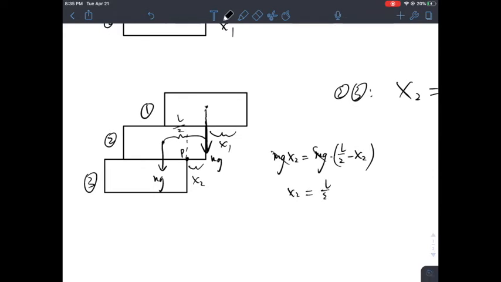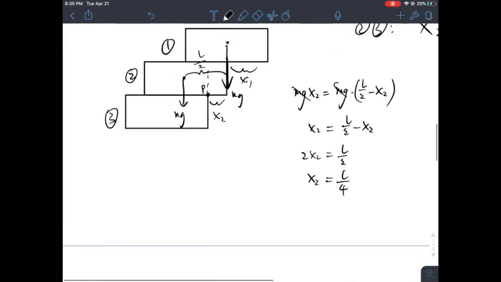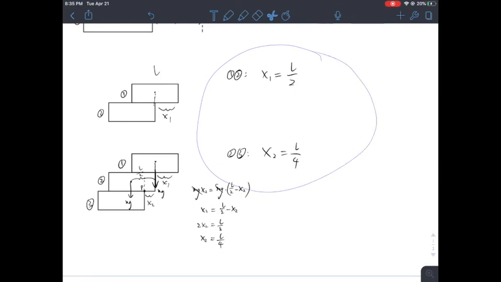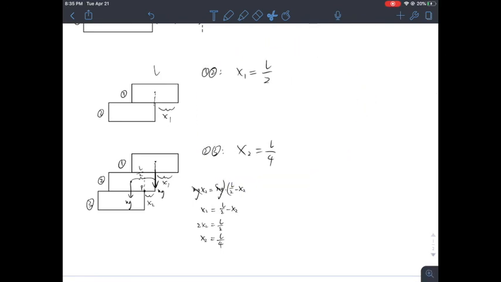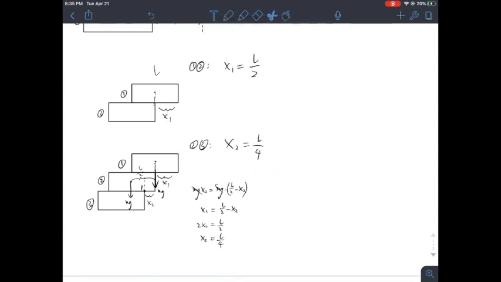Then we solve for x2. Cancel out mg: x2 is equal to L over 2 minus x2. Then x2 will be equal to L over 4. So x2 is L over 4, the distance from the second block to the third block. Now we already solved 3 of the blocks. It's time to solve 4 blocks. Oops, that's a mistake. Okay, the fourth block situation.